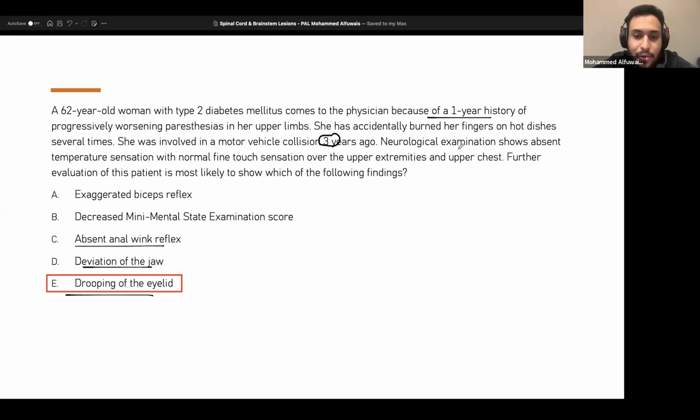Again, as I said, look into the history. Firstly, she cannot feel when she burns her fingers on hot dishes, which tells you something's wrong with temperature, and it happened several times as well. Elderly patient, had a motor vehicle collision, whiplash injury. Okay. Does this make sense, everyone?